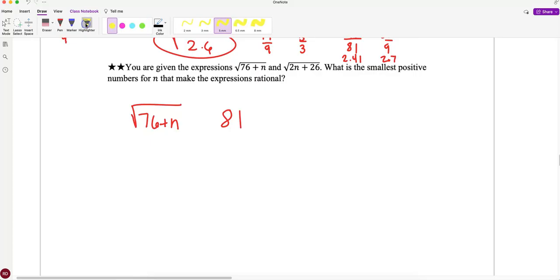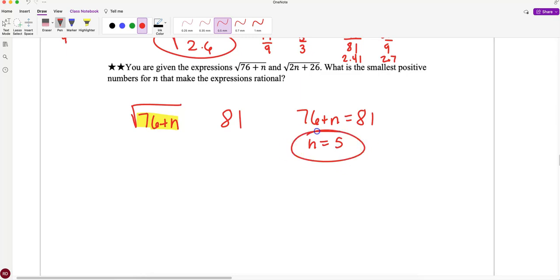So what I need is for this to be equal to 81. What do you add to 76 to get 81? n would have to be 5. Now there's another perfect square after 81, which is 100. That's 10 times 10, but that would give me a bigger value. Okay.